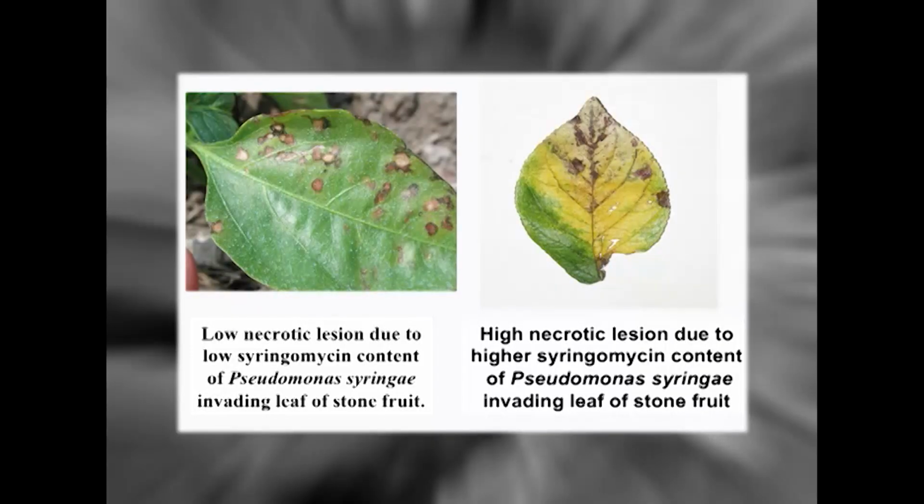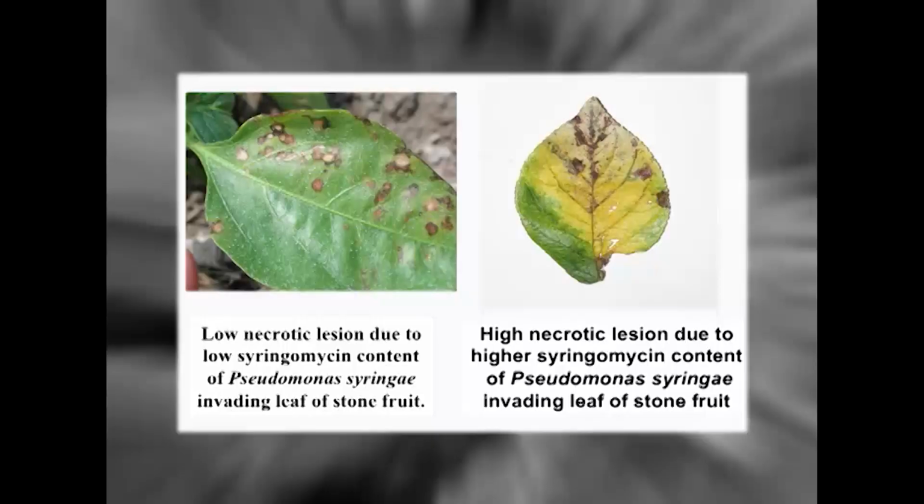It so happens that some of the leaves will show more necrotic lesions, some will show less necrotic lesions. So this necrosis is definitely dependent on the concentration of syringomycin. If syringomycin concentration is more, then naturally there will be more infection. If it is less, the infection is discrete. It is not that detrimental for the plant.